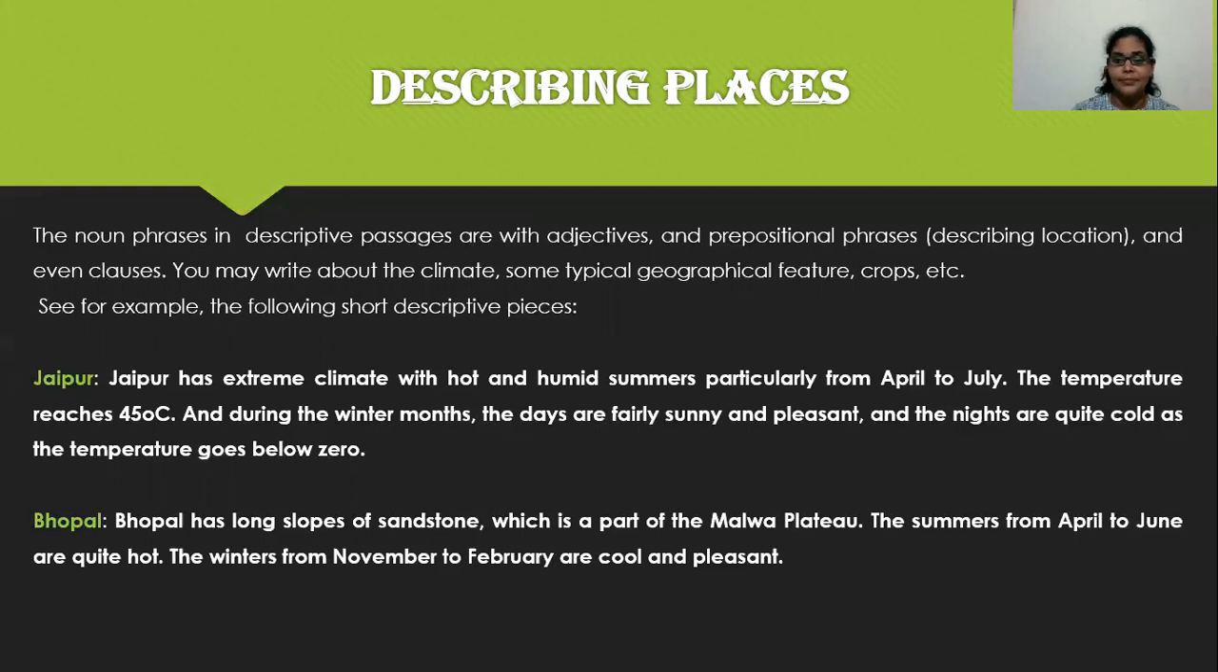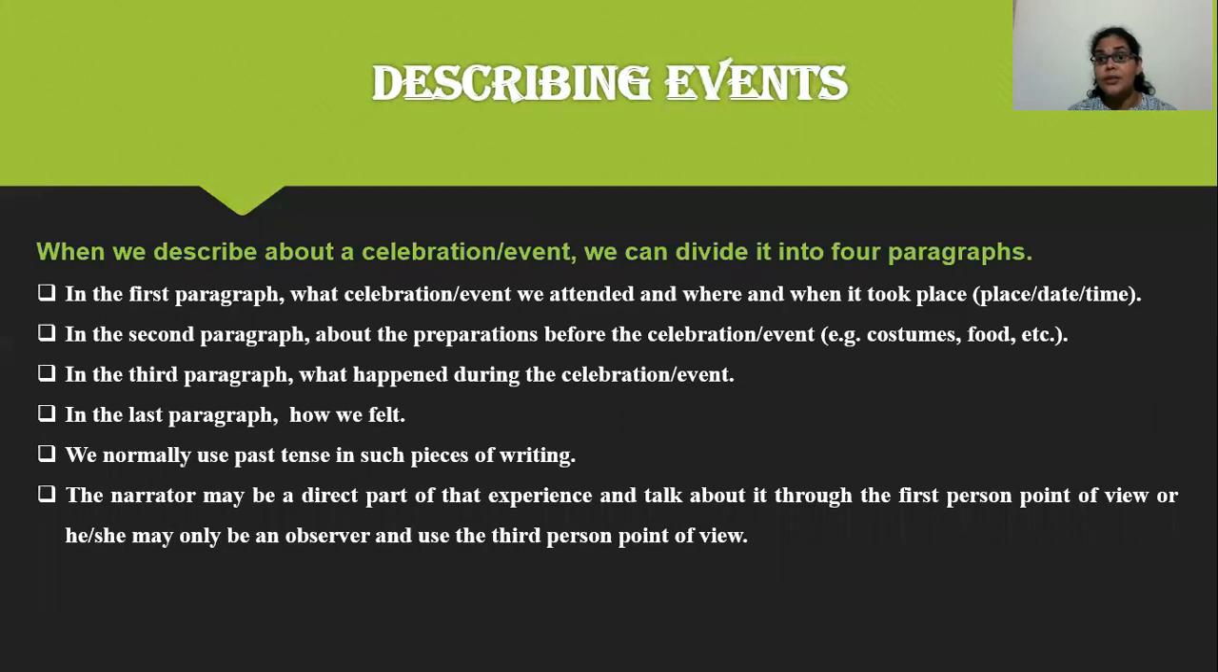Okay. Now, quickly we'll move to describing events. When you're describing a celebration or an event, you can divide it into 4 paragraphs. In the first paragraph we talk about what kind of celebration or event it is, when it happened, the time, day, place. The second paragraph talks about what kind of preparations you have done. You can talk about the costumes, how you dressed up yourself, or what kind of dresses they wore that time, what kind of food is served, what kind of games are played.